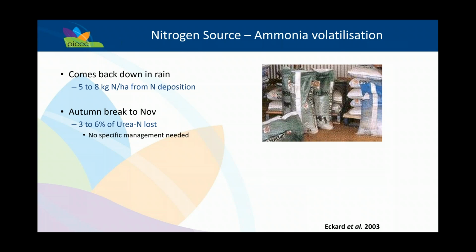Urea is hygroscopic. It actually will suck moisture out of the surrounding environment and dissolve itself. It has enough moisture between the autumn break and November to dissolve itself. It'll be gone by the next morning.